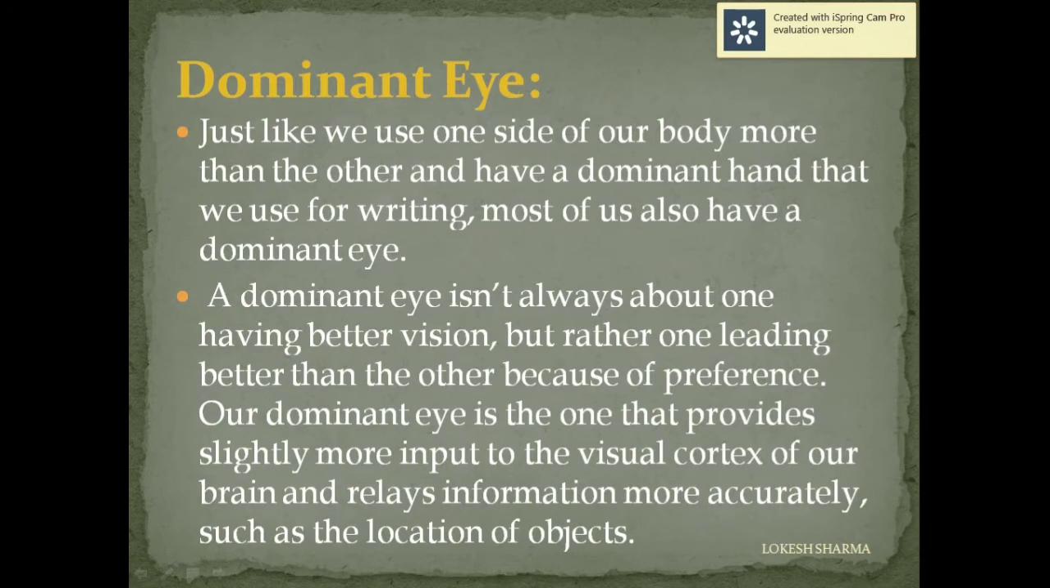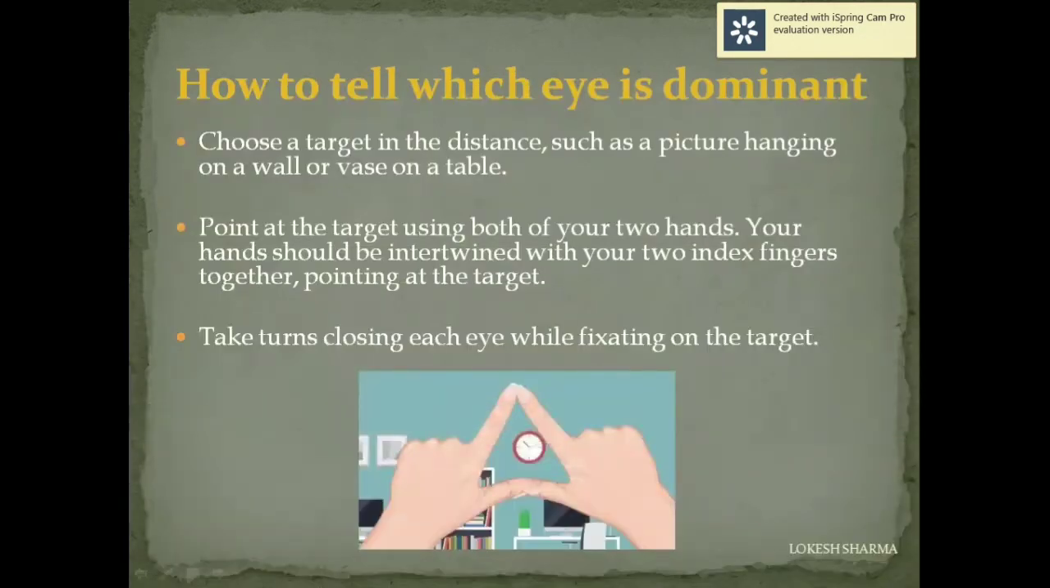Now let us discuss the topic of the dominant eye. Just like we use one side of our body more than the other and have a dominant hand that we use for writing, most of us also have a dominant eye. A dominant eye isn't always about having better vision, but rather one leading better than the other because of preference. Our dominant eye is the one that provides slightly more input to the visual cortex of our brain and relays information more accurately, such as the location of the object.